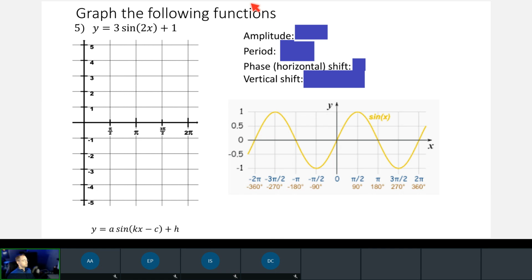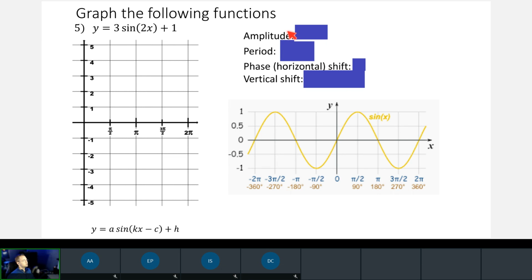All right, so let's look at this one together. y equals 3 sine of 2x plus 1. And of course, on your quizzes and tests, I hope and expect all of you to not only calculate the amplitude, period, phase shift, and vertical shift by hand, but I also want you to type it into GeoGebra and see what you get.